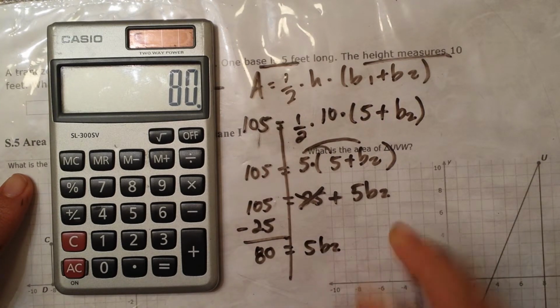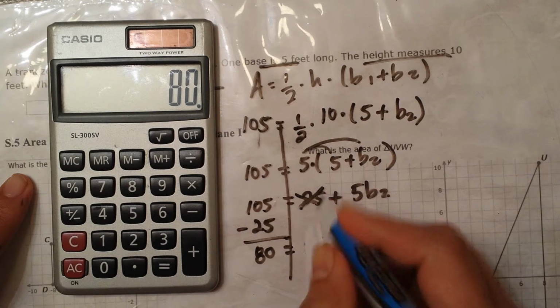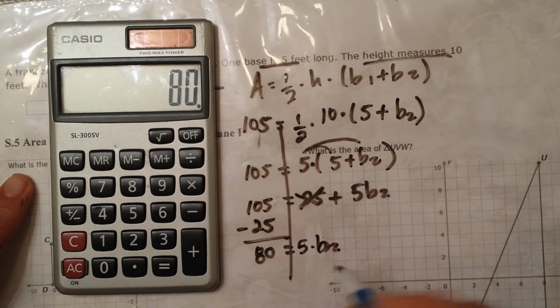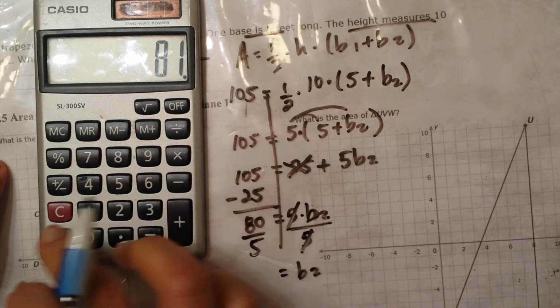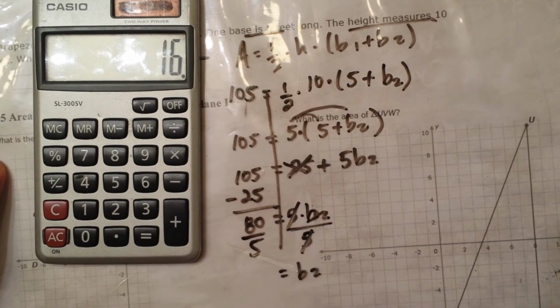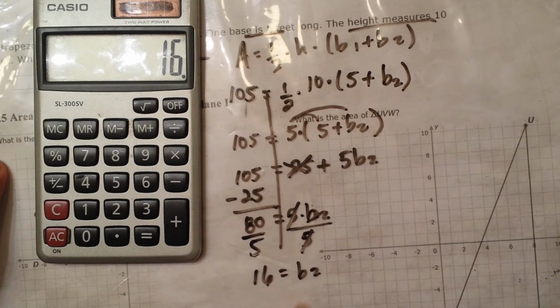Again, the operation between 5 and B2 is multiplication, so to undo multiplication, we divide both sides by 5. These two cancel, just leaving B2 equals 80 divided by 5, which is 16. So B2 is equal to 16. Again, as long as you have the formula sheet, all you have to do is write down the formula and plug in the numbers.